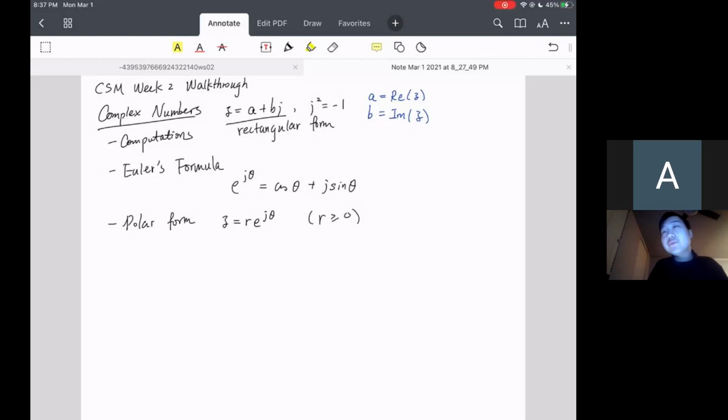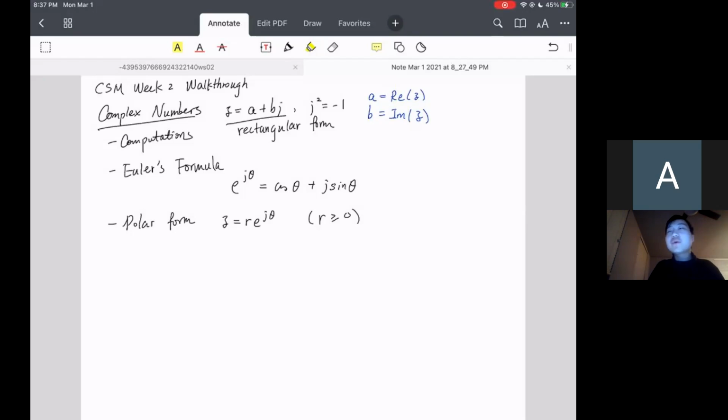We call a the real part of z, and we call b the imaginary part of z. So we note that the imaginary part is not imaginary, it is real. Okay. So in terms of the computations of complex numbers, we just treat j as a separate variable and do computations accordingly, with the property that j squared is equal to -1.